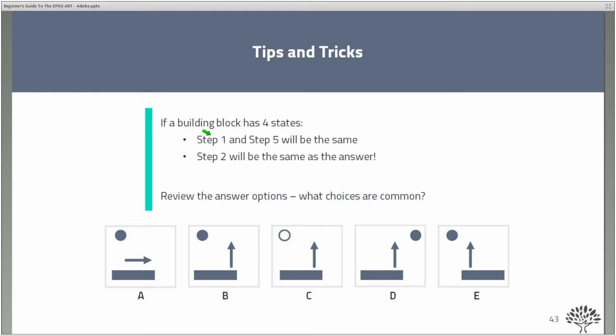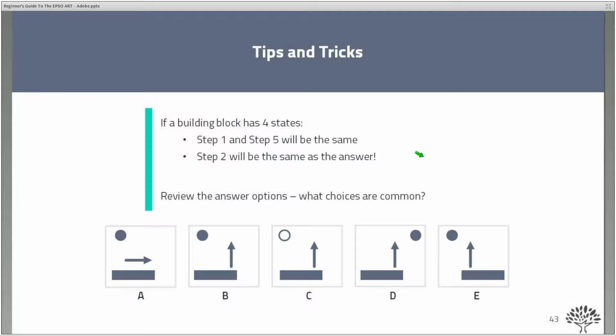Steps 1 and 5 will be the same. So up, right, down, left, up. They're both pointing up. This means as well, if this is a true sequence, that step 2 will be the same as the answer. So just by looking at step 2, you don't have to work out the full sequence here, but you can still work out the answer just because you know that it's a 4-state pattern of progression. Now this can sometimes even help you solve full questions. So if you notice that the 5th frame and the 1st frame are identical, a lot of the time it might be that the 2nd frame will be identical to the answer.